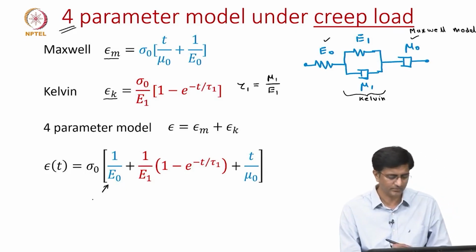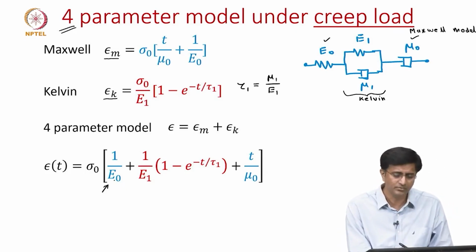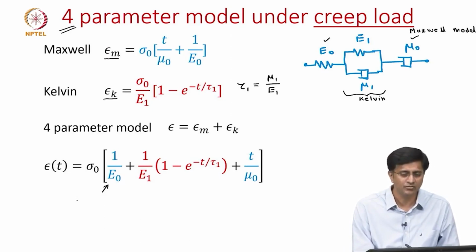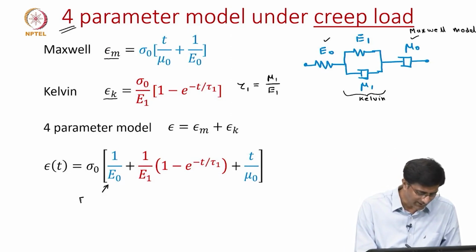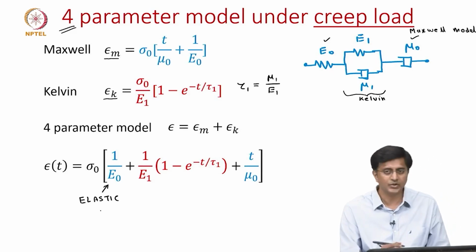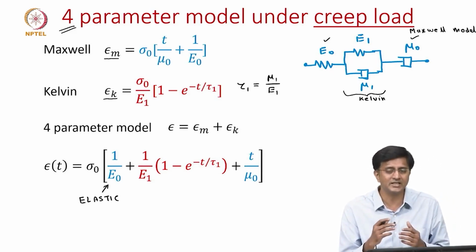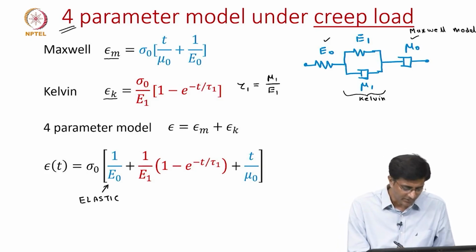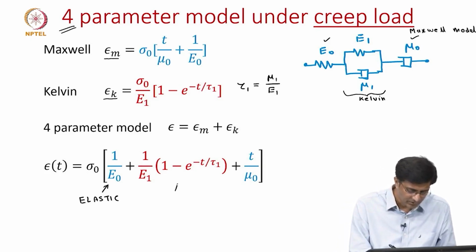What does this signify? This first term we get because of the free spring, where the modulus is E naught. So, what does it do? It gives an instantaneous strain, which means it gives you the elastic behavior. Because as we know, in elastic behavior, when we apply a load, the response is instantaneous. Okay. The second term is called the delayed elastic behavior.